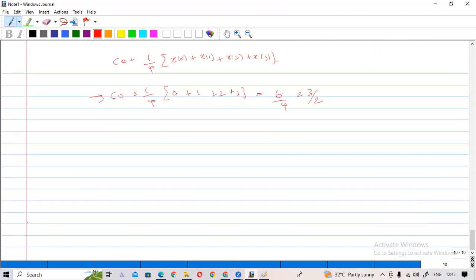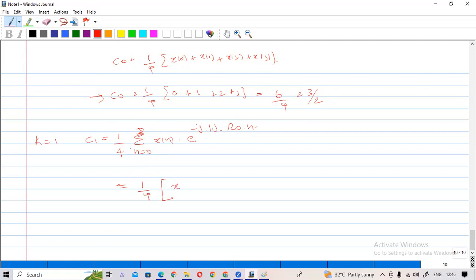In the same way, you can find C1. The C1 is k equal to 1. So you can use the same identity, 1 over 4 sigma n from 0 to 3, x[n] e to the power minus j, k is now 1, omega naught, n. So you have to find this value. Now you can apply the values and expand this n. So you have 1 over 4 here, and now n from 0 to 3.